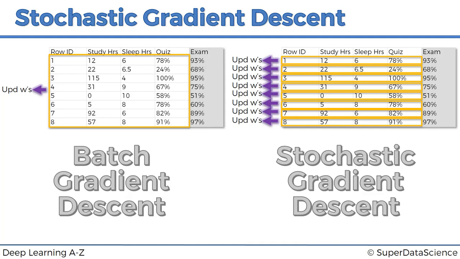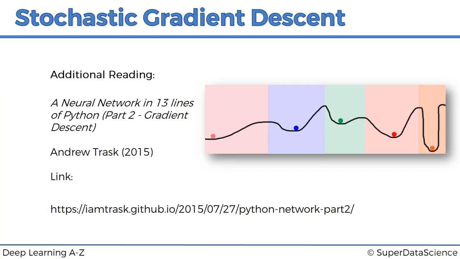If you'd like to learn more about gradient descent, there's a great article you can have a look at. It's called A Neural Network in 13 Lines of Python, Part 2, Gradient Descent by Andrew Trask. The link is below. It's on GitHub, a 2015 article, very well written in very simple terms. It has some interesting, almost philosophical thoughts on how to apply gradient descent, what the advantages and disadvantages are, and how to do things in certain situations. It's got some very cool tips, tricks, and hacks. It's a very easy read, so definitely check that out.